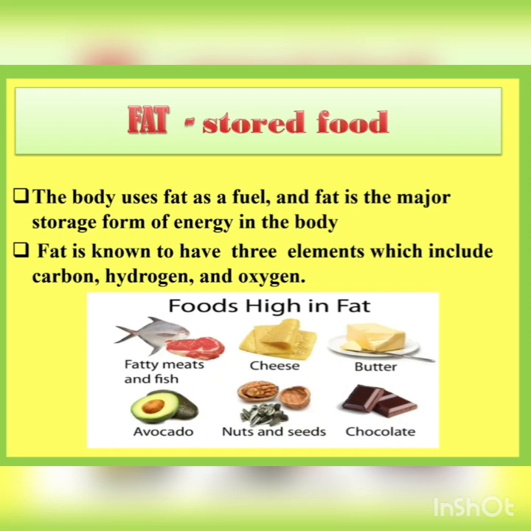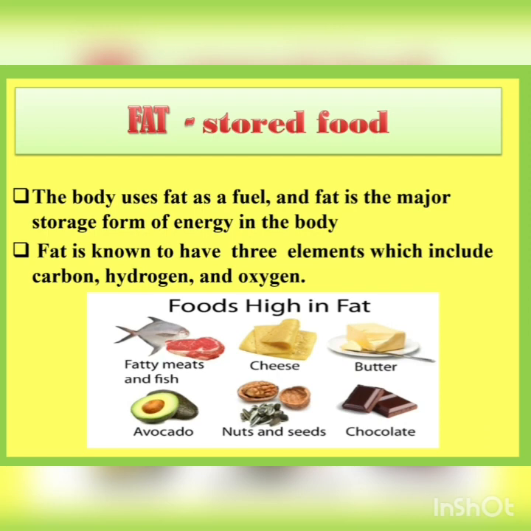In our body, fat can be stored under the skin, around the heart, in the kidney, etc. Fat is known to have mainly three elements: carbon, hydrogen and oxygen. Whenever our body needs energy, it uses this stored fat. Okay, next we can discuss the sources of fats.